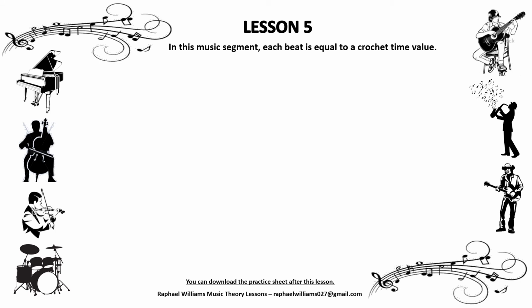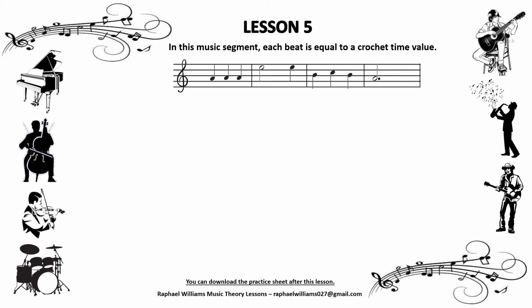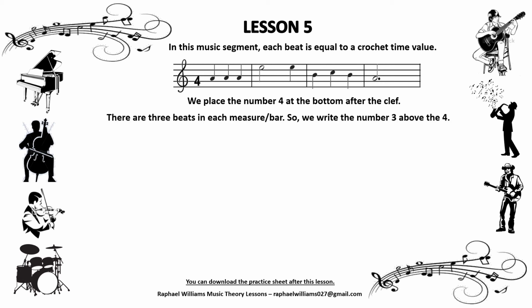In this music segment, each beat is equal to a crotchet time value. We place the number 4 at the bottom after the clef. There are 3 beats in each measure or bar, so we write the number 3 above the 4. This time signature is called 3/4 time.